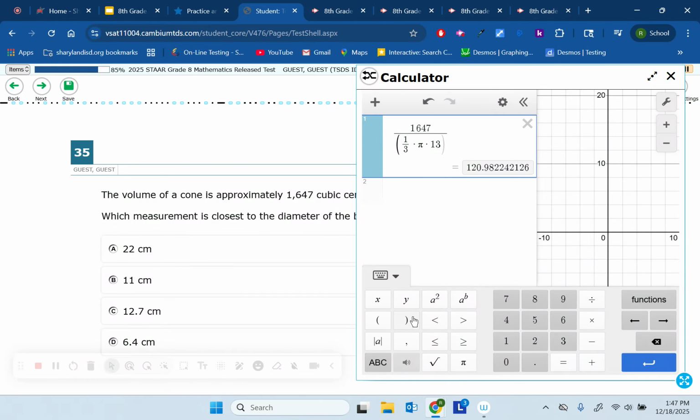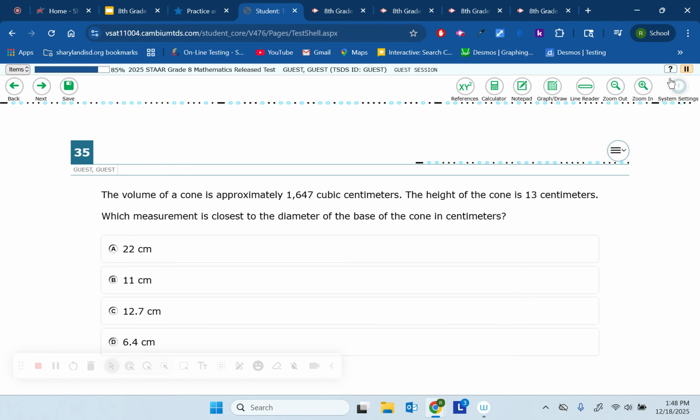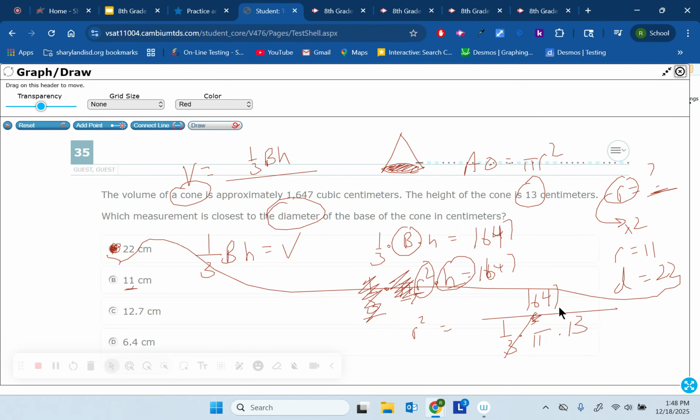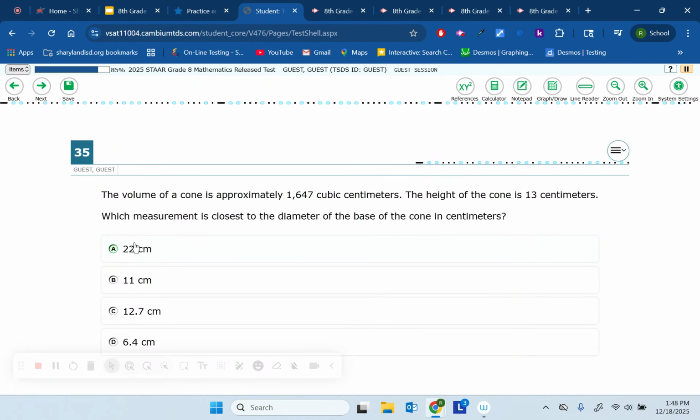Okay, so the whole thing will be square rooted. The square root of 120.9, so I can say 121. Get it? And I get 11. So my radius is going to be what then? My radius is 11, which means my diameter is 22, and that's my answer.